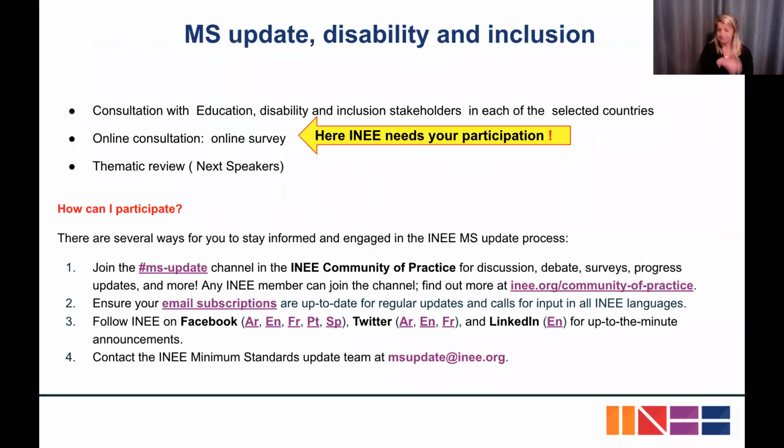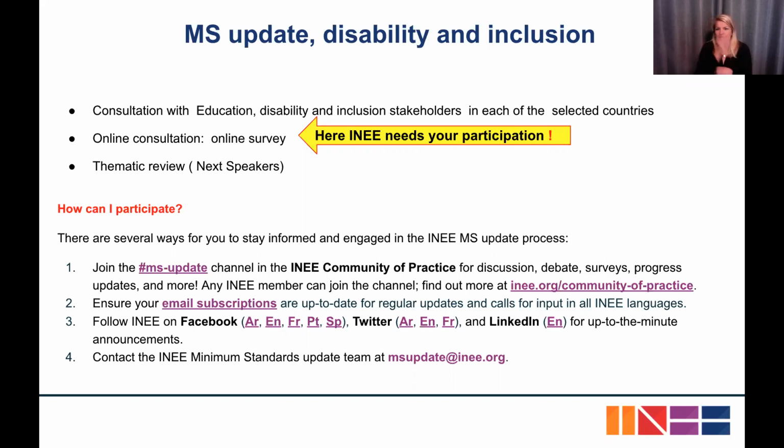And here is where we need the support and the participation of all the people who are attending this event of the Global Disability Summit, because, as I said before, all the countries that I showed before are going to do the offline consultation, including a question about inclusion and disability, but we are also doing an online survey. And here is where INEE needs your participation. We would like to distribute the online questionnaire to all the participants of this event, as well as to all the 18,000 plus INEE members, so we can gather their opinions.